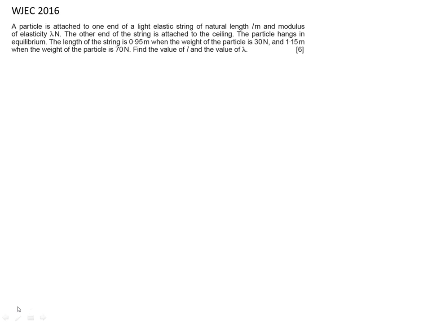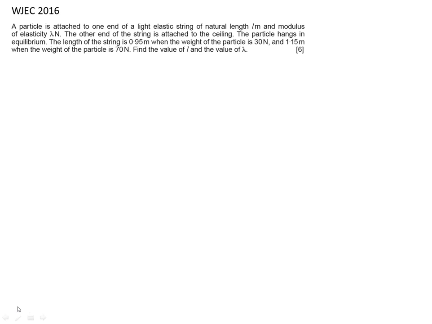So in the first example, we have a particle attached to one end of a light elastic string of natural length L meters and modulus of elasticity lambda newtons. The other end of the string is attached to the ceiling. The particle hangs in equilibrium. The length of the string is 0.95 meters when the weight of the particle is 30 newtons, and is 1.15 meters when the weight of the particle is 70 newtons. We have to find the value of L and lambda.